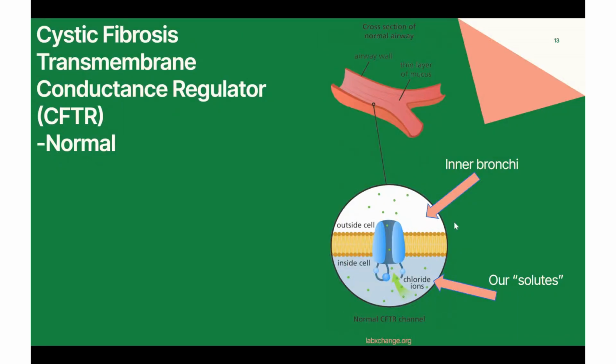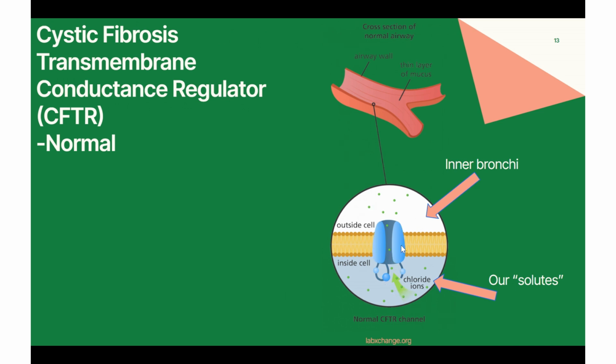Here's a pretty good picture. So here's your airway. Okay. So here's where the mucus builds up. Here's our solutes. Our solutes are going to be chloride. And what we know we need is for chloride to cross the cell membrane into where the mucus will build up so that water will follow, mix with the mucus, and keep it thin.